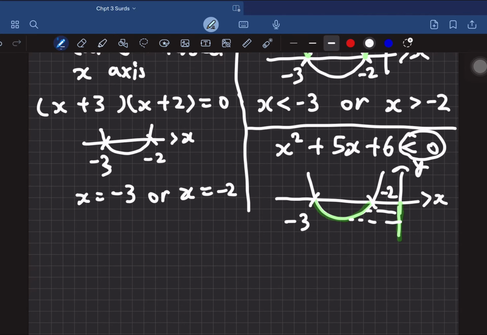So the answer to this quadratic inequality will be x in the center. On my left is -3, on my right is -2. So all these values, like -2.9 up to -2, mean x is bigger than -3 and smaller than -2.